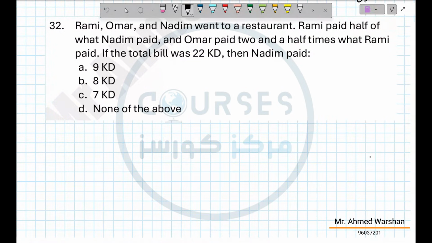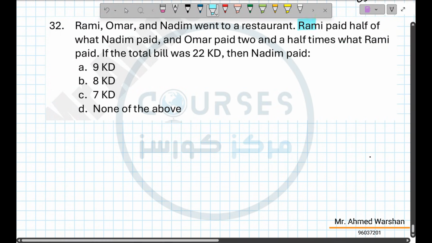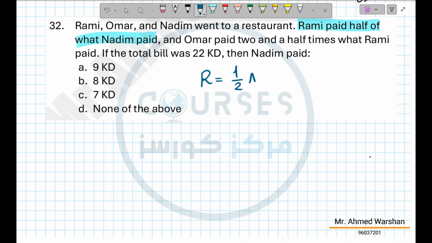Okay, so Rami, Omar, and Nadim went to a restaurant. Rami paid half of what Nadim paid. So Rami equals half of Nadim. And then Omar paid 2.5 times what Rami paid. So Omar paid 2.5 times what Rami paid. But we know Rami is already equal to half n.